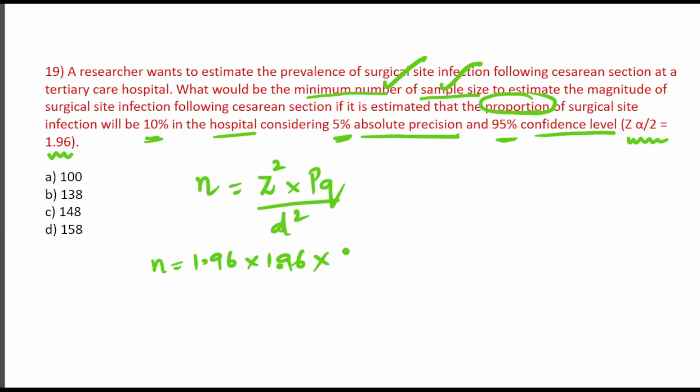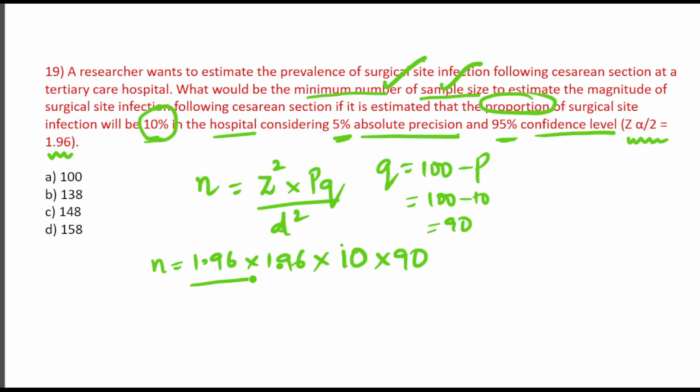Into what is p? P is nothing but prevalence. The prevalence is given. How much is the prevalence? 10%. So you write 10. Into q. What is q? Q is given by the formula q is equal to 100 minus p. So q is equal to 100 minus 10, which will be 90.